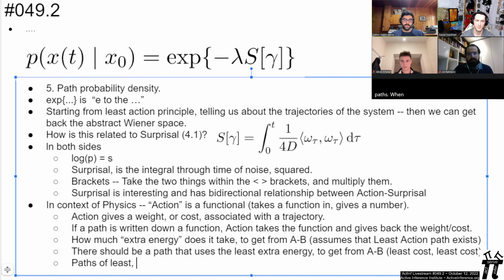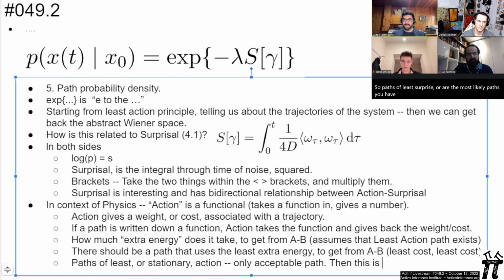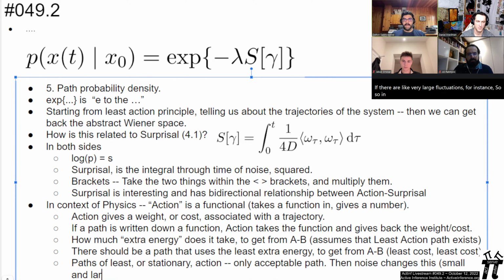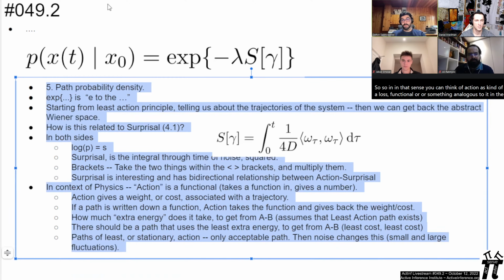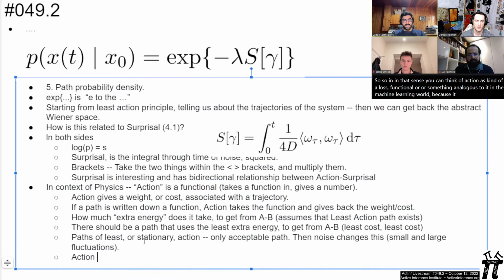When you start to introduce noise, it becomes a probabilistic judgment. So paths of least surprisal are the most likely paths. You have other ways to get from A to B as well, if there are like very large fluctuations, for instance. So in that sense, you can think of action as kind of a loss functional, or something analogous to it in the machine learning world, because it is a judgment about how good a path from A to B is.